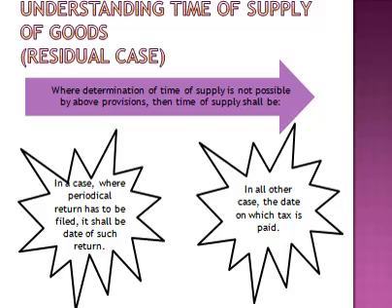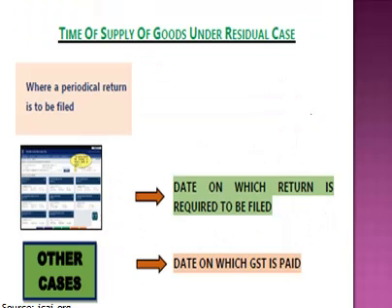The next one is understanding the time of supply of goods under residual cases. Residual, where the above clauses are not applicable, for that you will check this last method. Where determination of the time of supply is not possible by the above provisions, then the time of supply shall be, in cases where periodical returns are filed by the seller, the date of such return. And in all other cases where periodical returns are not filed, the date on which tax is actually paid to the government will become the time of supply of goods.